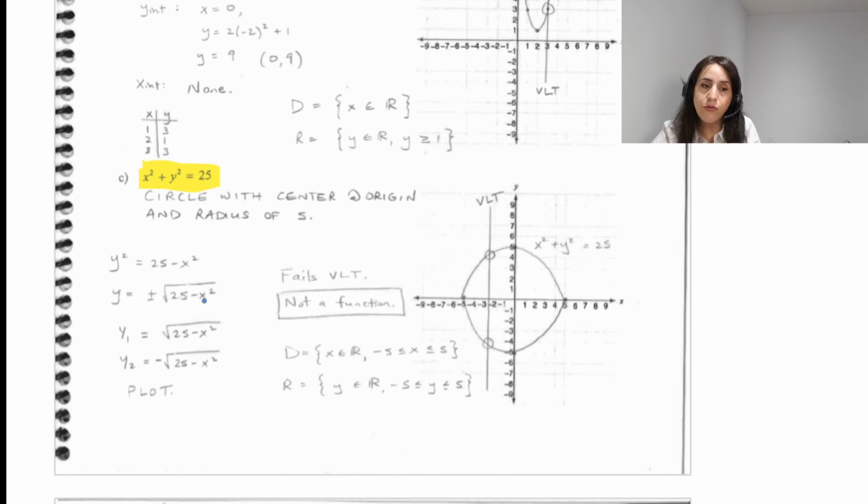Then for each value of x, for example if I plug in x equals 0, it's going to be positive or negative radical 25. Then I'm going to have two values for y, one positive and one negative. For each value of x, I'm going to have two values of y. This is against the definition of a function, so it is not a function here too. For the circle equation, we saw algebraically that it is not a function, and we could also see on the graph that it is not a function.